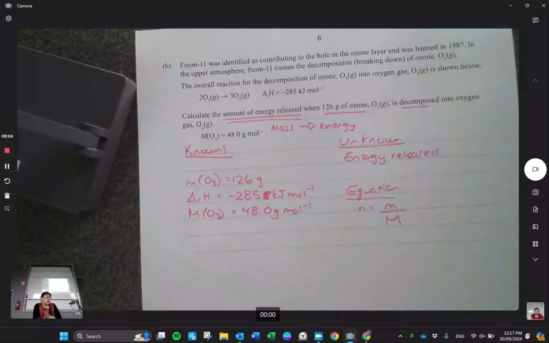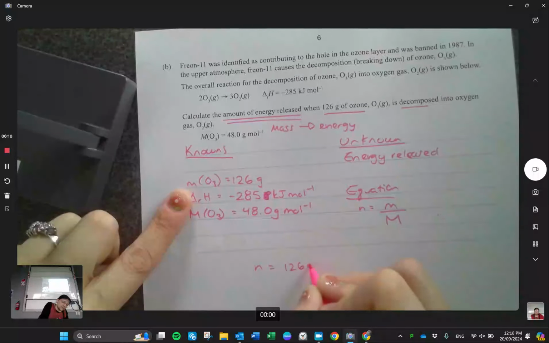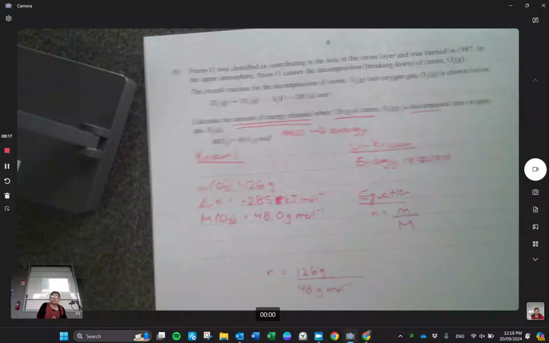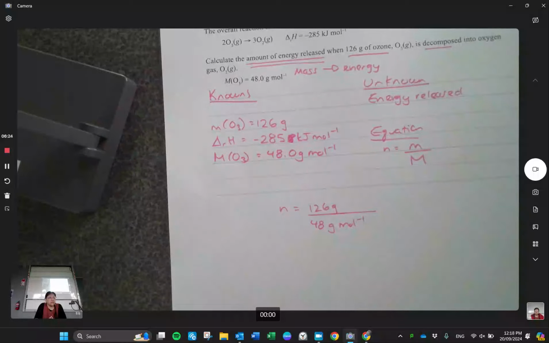So luckily, again, the equation is already set up. I don't have to manipulate the equation in any way. I go n equals 126 grams, and then I divide it by the molecular mass of 48 grams per mole. I personally always write down the units because it's a good way for me to idiot check myself to make sure I've done my math correctly. And I did this when I was your age in high school for physics because I really struggled in physics. And the way that I got through it was I understood the math. I couldn't tell you the theory.